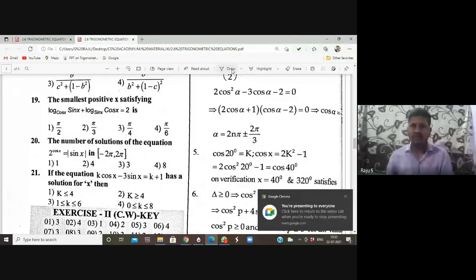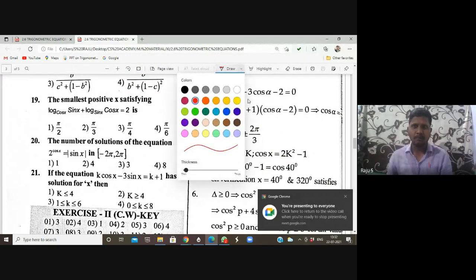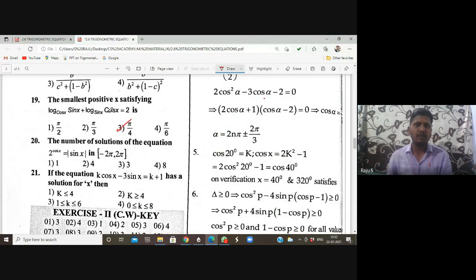By option verification, with pi by 4 alone, LHS will be equal to RHS. When we substitute pi by 4, we are going to get log A base A is 1. Sine 45 is 1 by root 2, base 1 by root 2, it is 1. So 1 plus 1, 2.